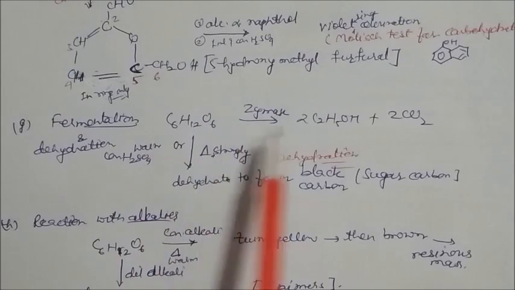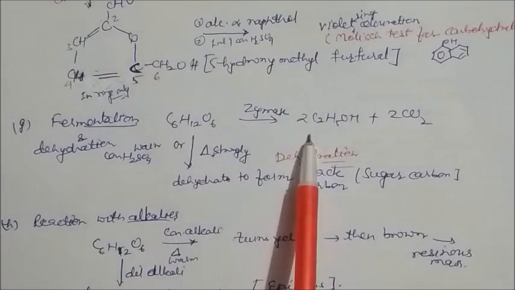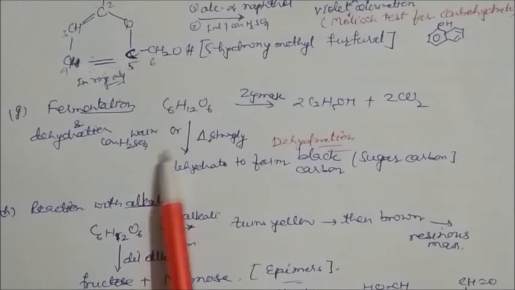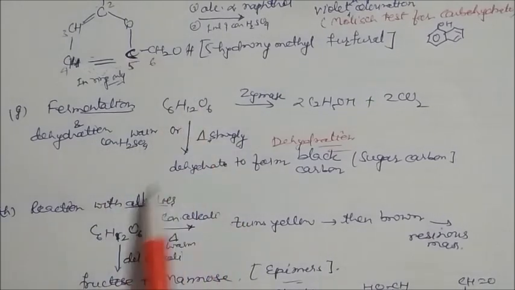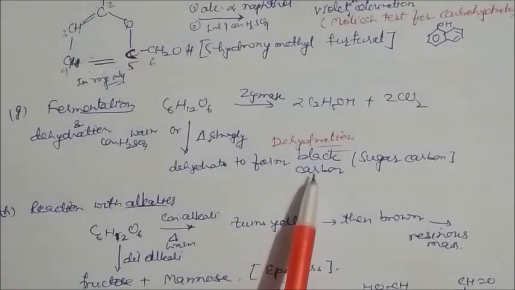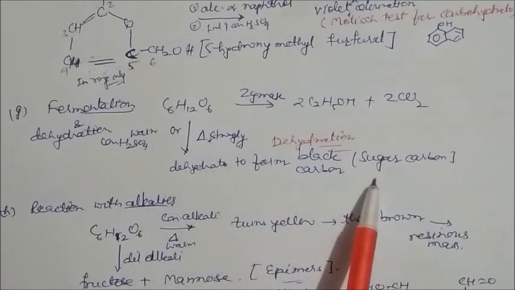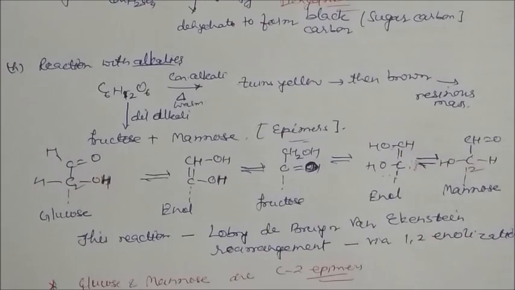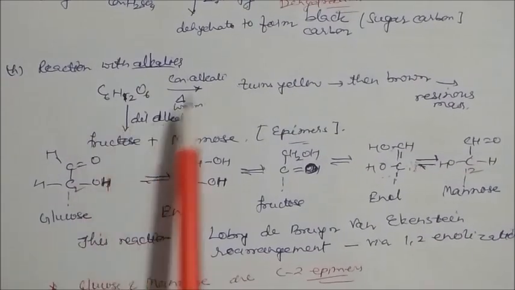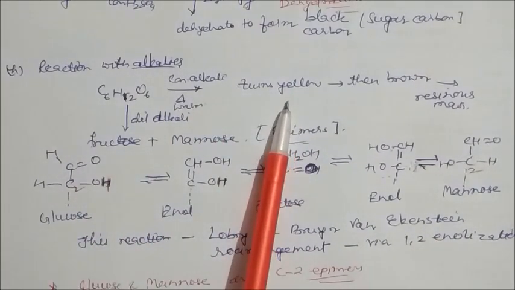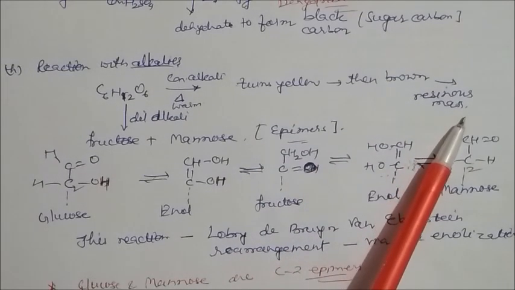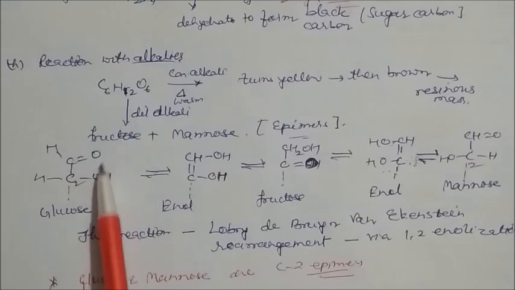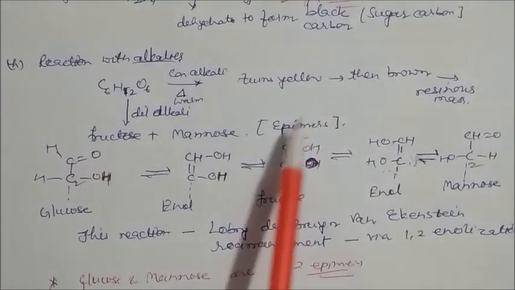Fermentation means that in the presence of zymase it will ferment to give ethanol plus carbon dioxide. With concentrated sulfuric acid, a strong acid, if you heat strongly it will dehydrate to form black carbon. This is a dehydration process to become sugar carbon. And the reaction with alkalis: with concentrated alkalis it turns yellow, then brown, and then becomes a resinous mass. But with dilute alkali it will give fructose plus mannose. These two are epimers.